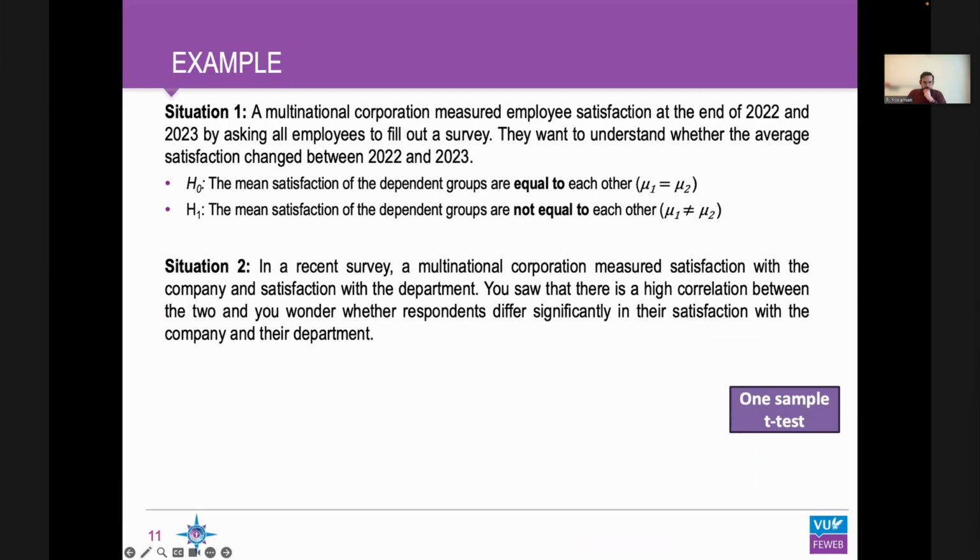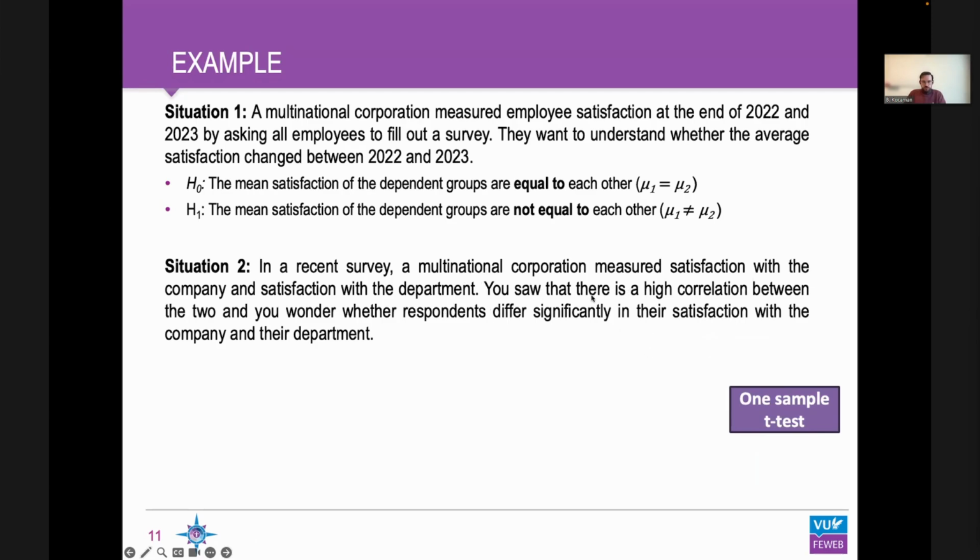There's also another case, which we will see in a couple of minutes. In a recent survey, a multinational corporation measured satisfaction with the company and satisfaction with the department. You saw that there's a high correlation between the two, and you wonder whether respondents differ significantly in their satisfaction with the company and their department. The previous example was the same measure, the same survey, at different times. This is an example of what you can see.